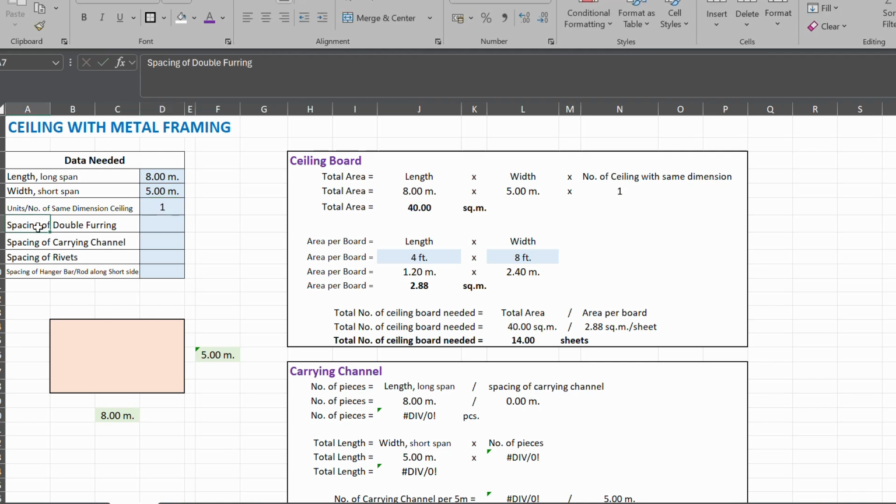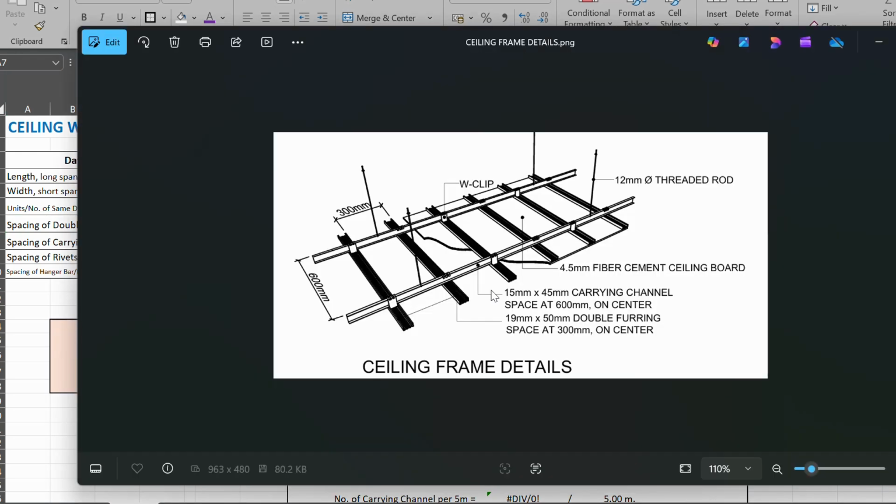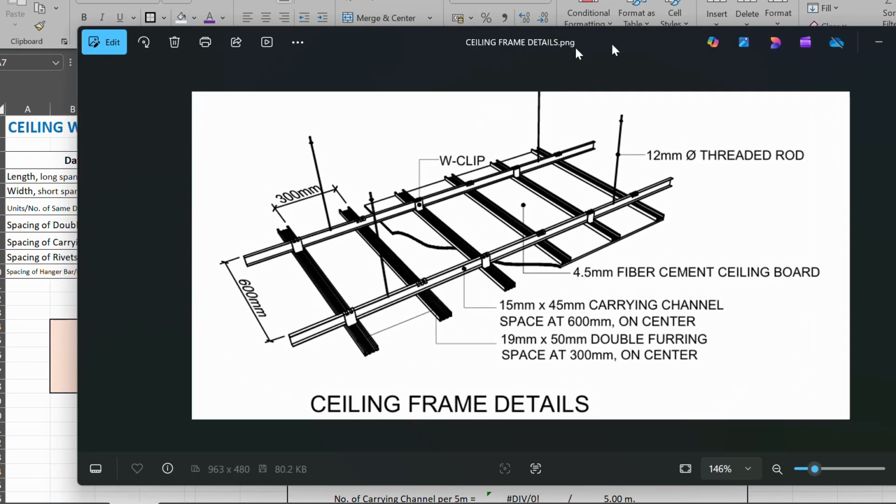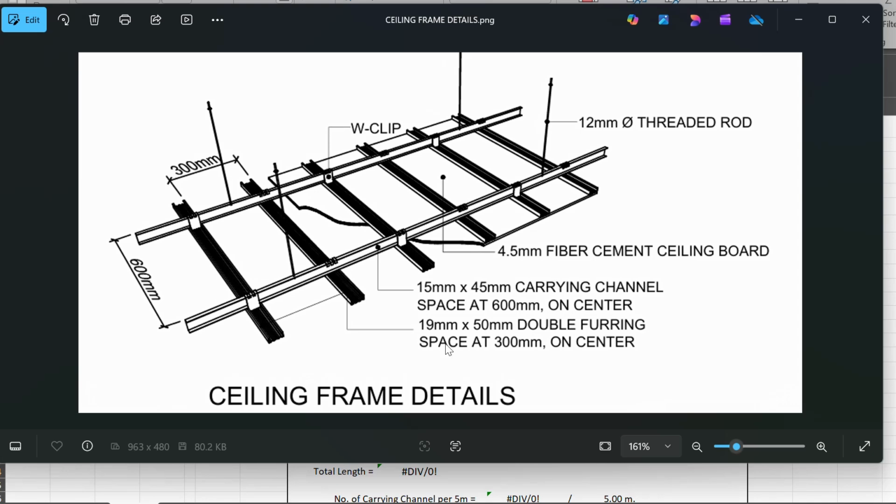And there's spacing of double furring. So let me show you a furring, for example. So this is the ceiling frame details. So sa ilalim yung natatakpan ng board natin. So this is double furring at 300 on center. Ito po yon. And then this carrying channel, ito yun. Carrying kasi siya yung nagke-carry ng ating double furring.